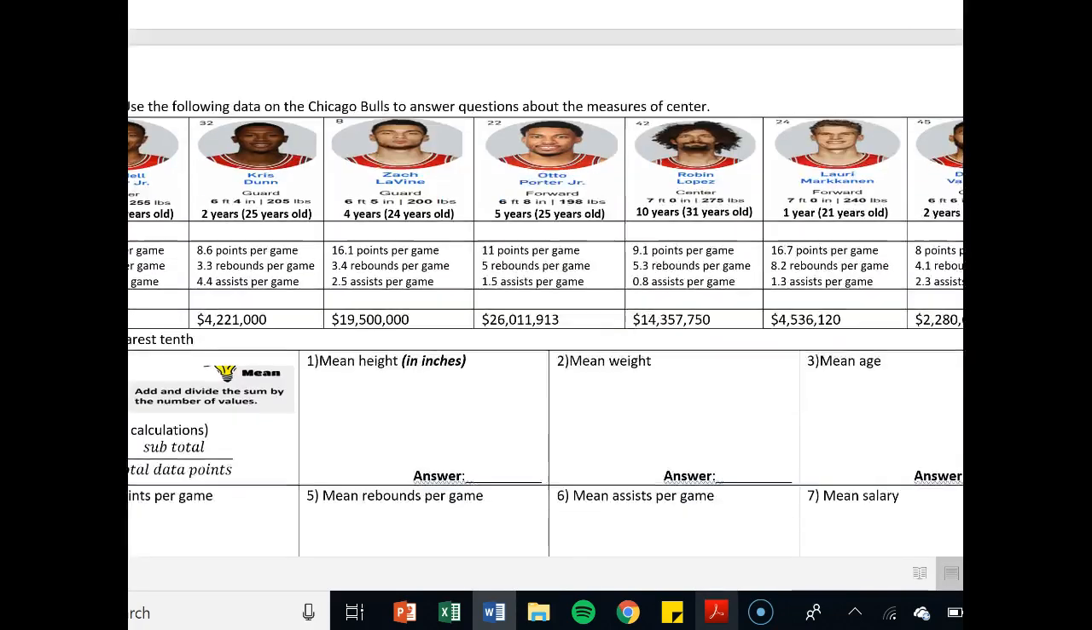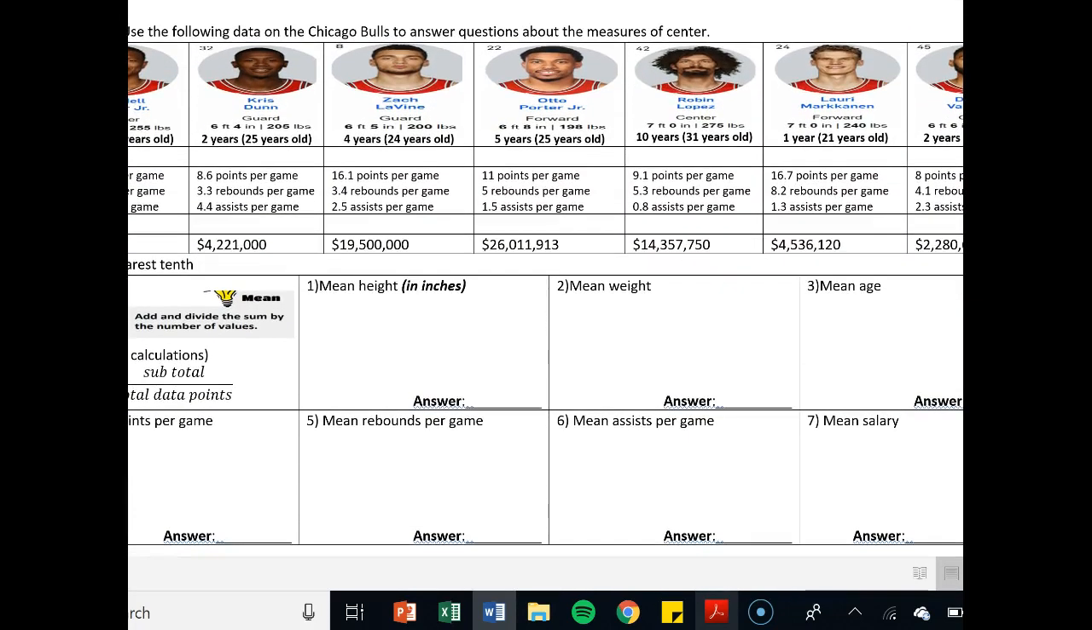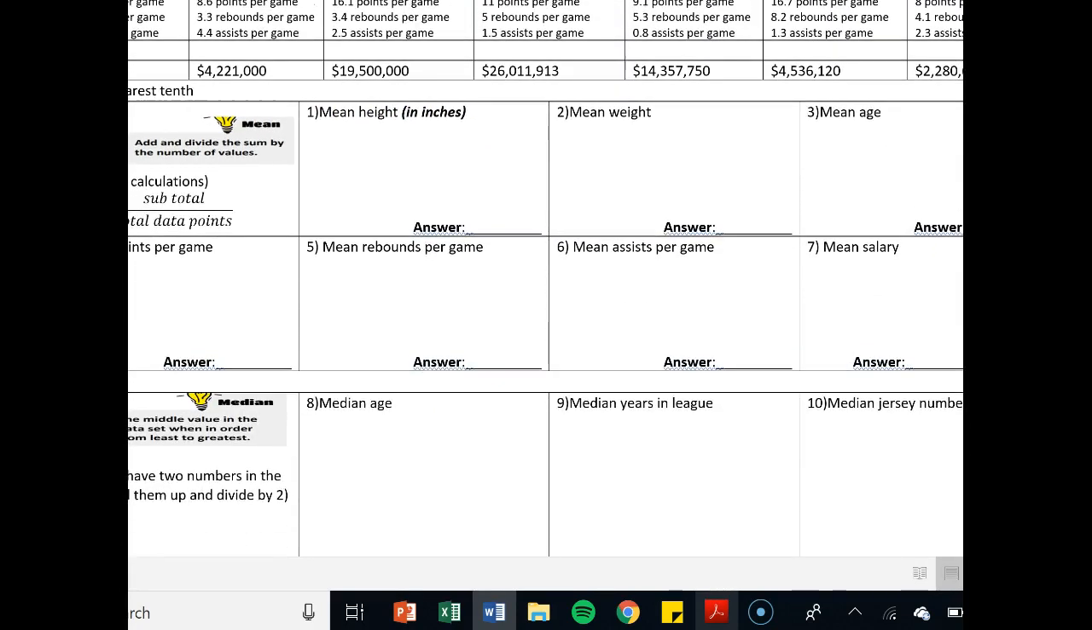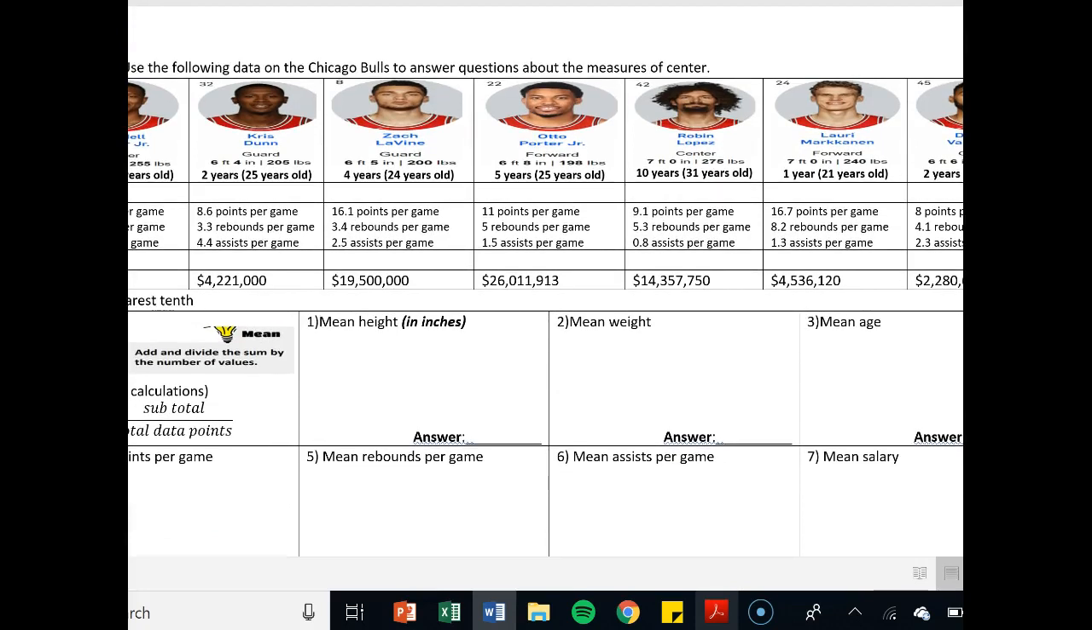Right? Your homework on the back is going to be using the Chicago Bulls. I've given you 7 players here. I want your mean height in inches, your mean weight, your mean age, your mean points per game, your mean rebounds, your mean assists, your mean salary. So let's do mean height in inches.